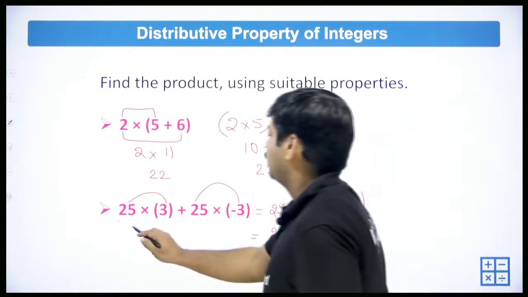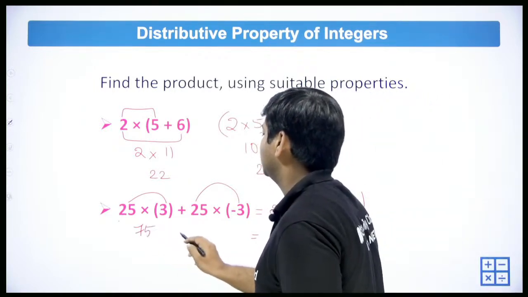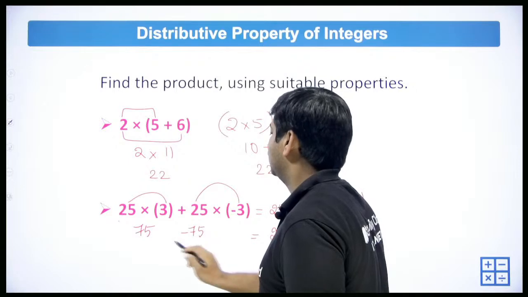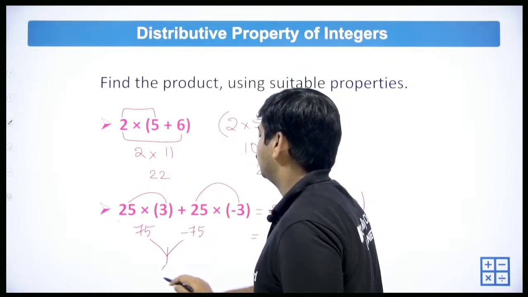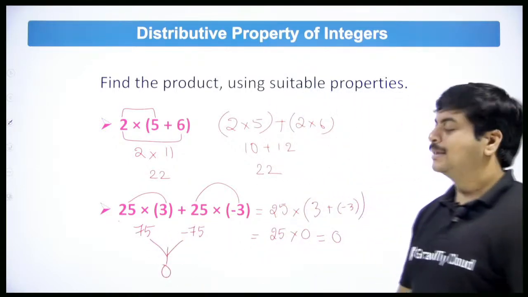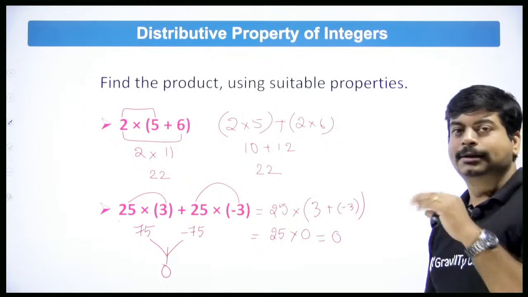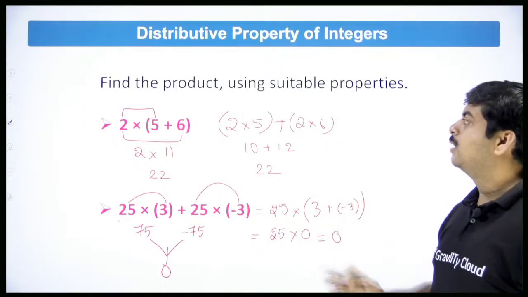25 into 3 is 75, 25 into minus 3 is minus 75, so these two will make the sum equal to 0. These two will make the sum equal to 0. Understand? So this is about the distributive property.